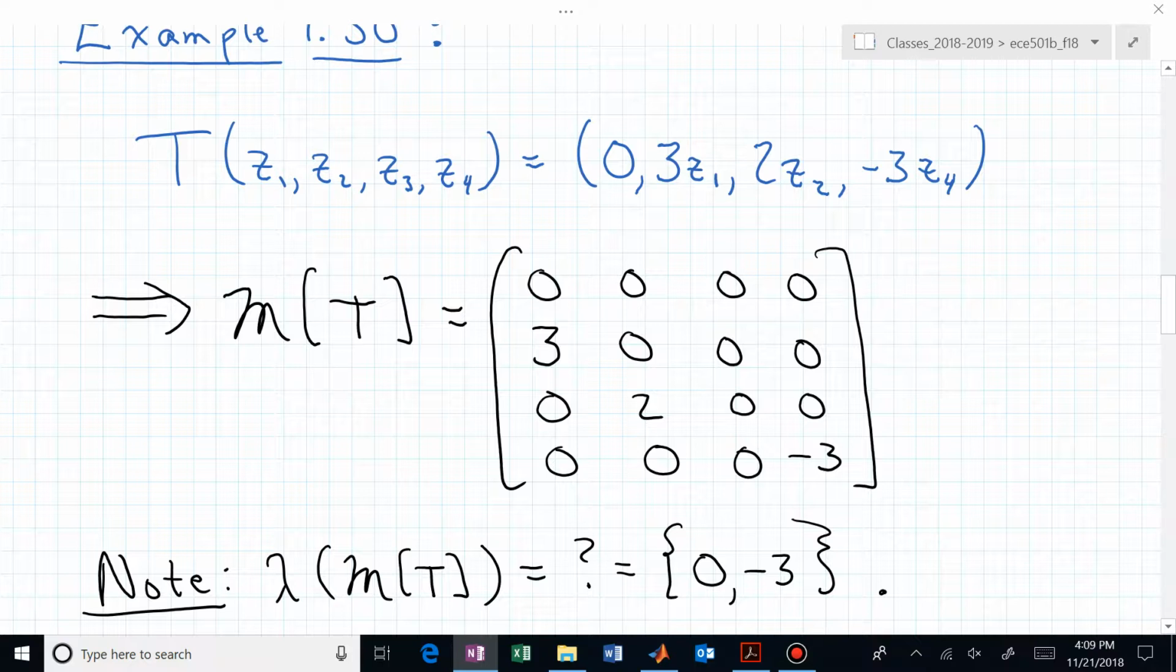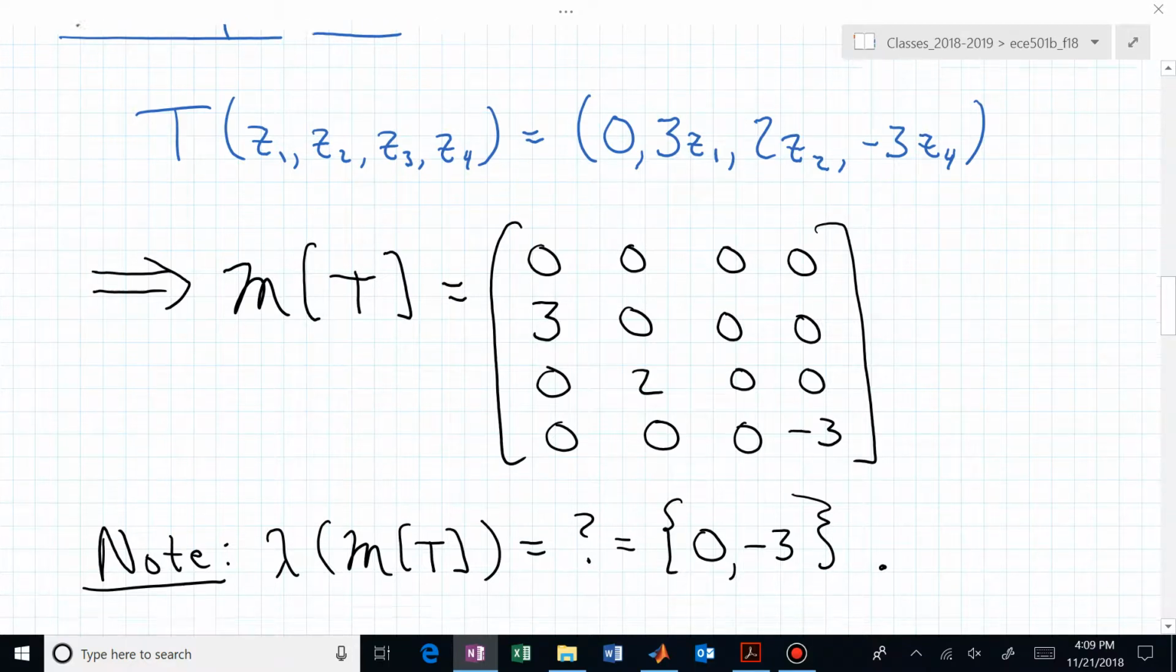Likewise for the last two rows. The third row in the matrix representation of T is simply taking 2 times the second component of our input vector. And finally, the last row in our matrix representation of T is going to simply take minus 3 times the fourth component of our input vector.